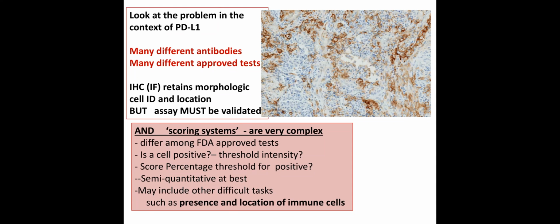You have to decide what the threshold is for an individual cell to be positive, how much membrane's got to be positive, how intense it should be. You have to figure out the percentage of positive cells in one mode or another. It's semi-quantitative at best, and some assays require other difficult tasks, such as the presence and/or location and/or positivity of associated immune cells. We should have a scoring system that's reproducible. At present, we clearly do not.